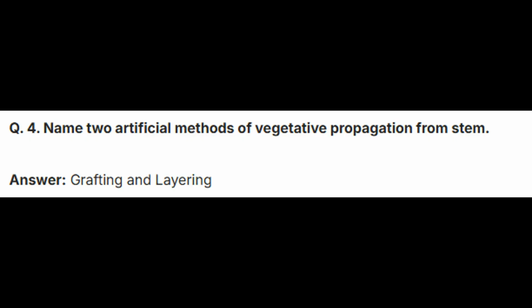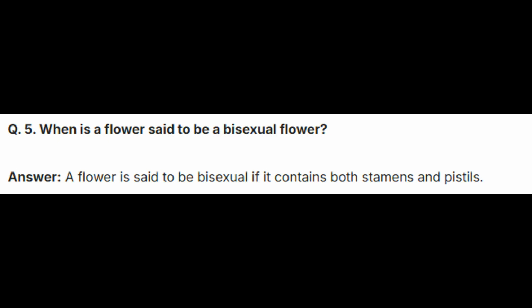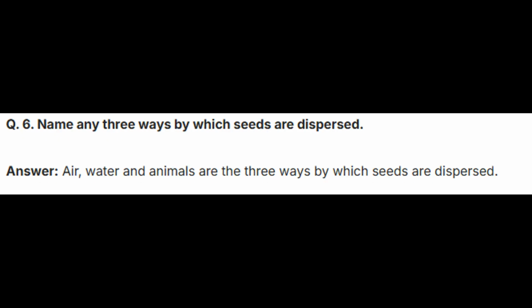Question 4. Name two artificial methods of vegetative propagation from stem. Answer, grafting and layering. Question 5. When is a flower said to be a bisexual flower? Answer. A flower is said to be bisexual if it contains both stamens and pistils. Question 6. Name any three ways by which seeds are dispersed. Answer. Air, water, and animals are the three ways by which seeds are dispersed.